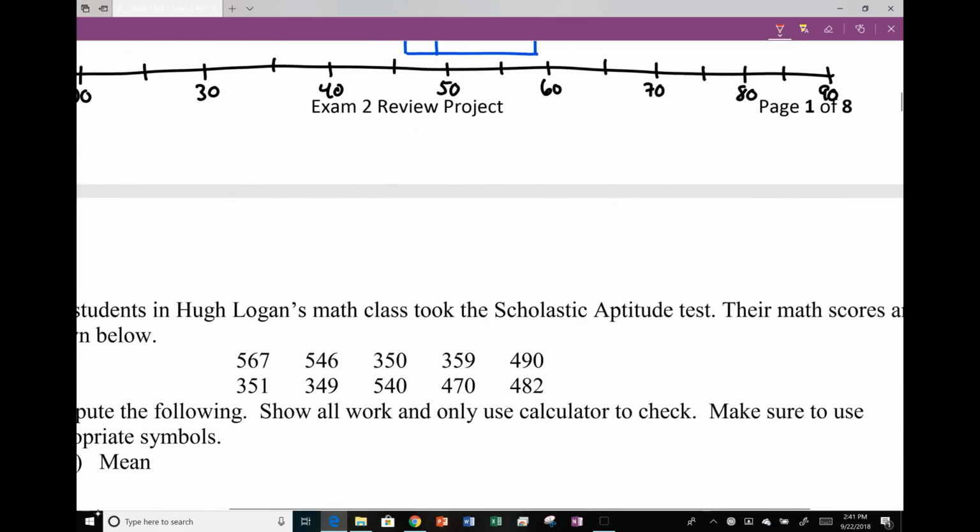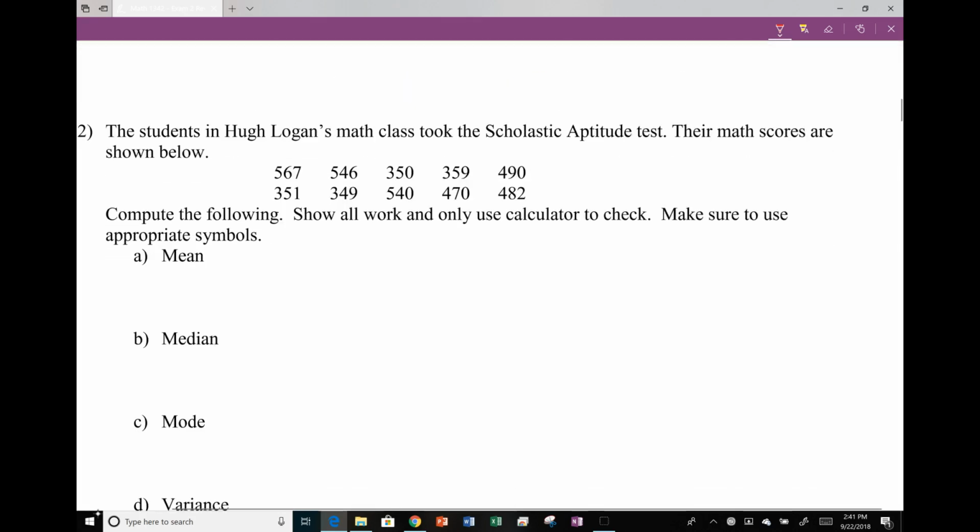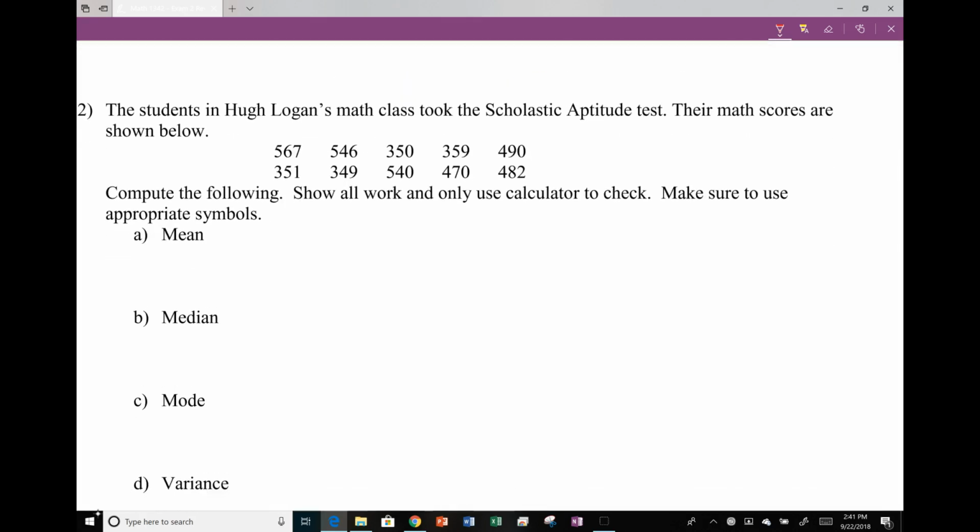So let's look at the second example here. The students in Hugh Logan's math class took the Scholastic Aptitude Test. Their math scores are shown below. So we have their math scores. Compute the following. Show all your work. Now notice it says in Hugh Logan's math class. This is referring to the fact that it is a population.